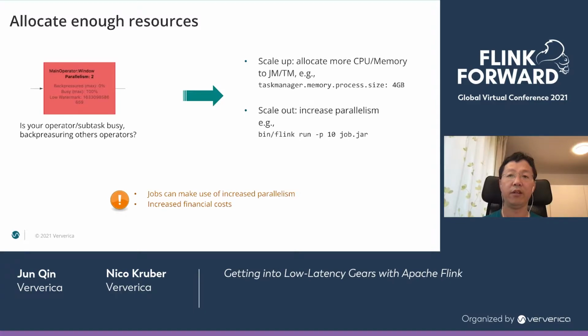Keep in mind, in case of scaling out with high parallelism, your job must be able to make use of the additional resources. For example, you should not have a fixed parallelism in your job code. You should not bottleneck on source. Input stream must be partitionable by keys such that it can be processed in parallel. And you should have no data skew, etc. Obviously, adding more resources may result in an increased financial cost, especially when you are running jobs on the cloud.